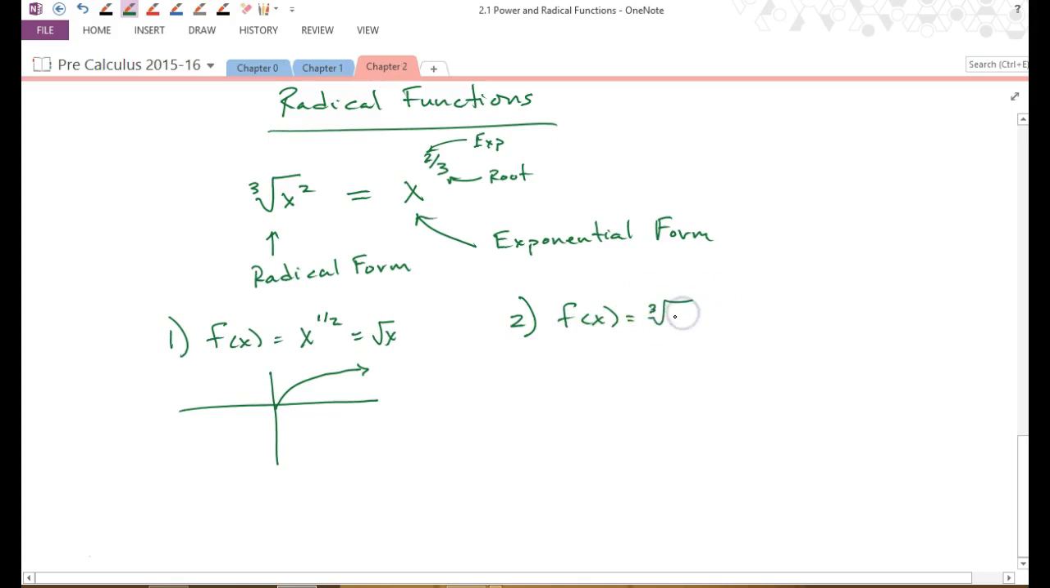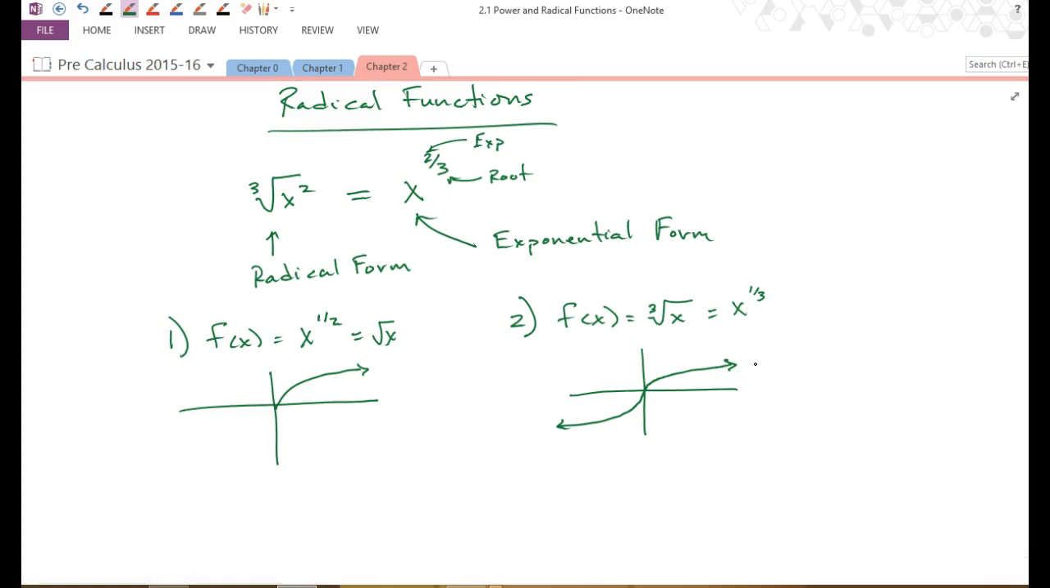Okay, what about if they ask you to graph the cube root of x? What would that be the same as in exponential form? X to the 1/3. Does anybody know what x to the 1/3 looks like graphically? It's like a John Travolta flipped over on its side. If you think about x cubed, it's that same exact function, but flipped on its side. Notice that there's a similarity between the two. They both have that arm factor going on, but a cube root has the other side too.